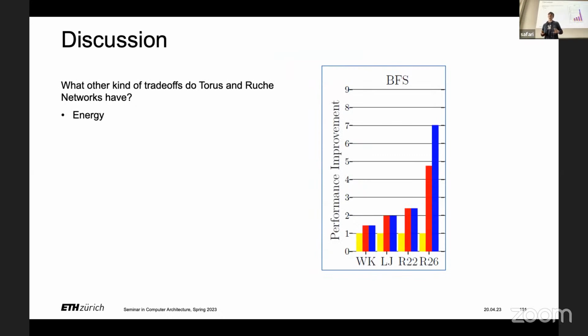Okay, so this is the very last question that I prepared for you. I'm going to ask you what other kind of trade-offs torus and ruche networks have. I already told you about the energy, when I showed you that you are going to use 12% more energy when you are using these torus and torus ruche networks instead of the much simpler mesh one. Do you know what other kind of trade-off this network on chip might have, or no idea?